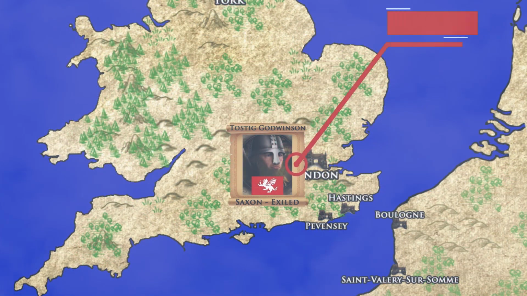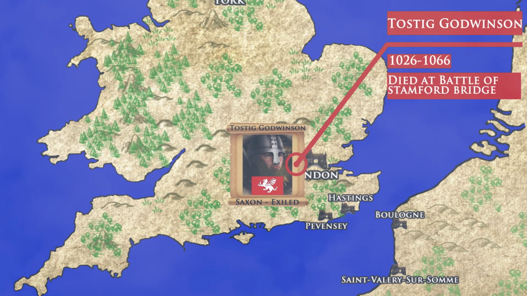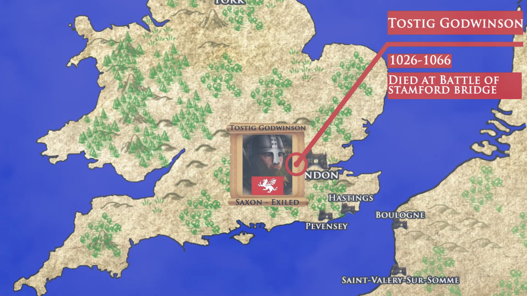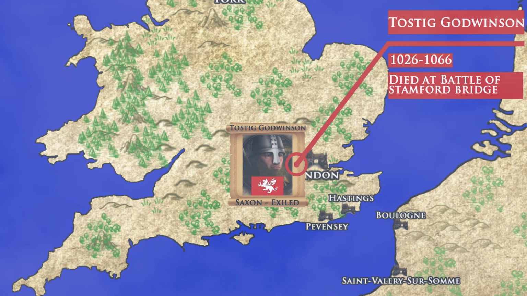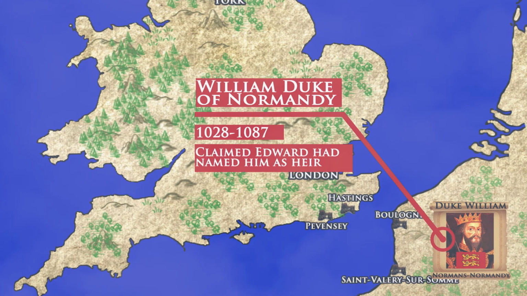Tostig Godwinson is next. He was related to the king, but exiled by him. Tostig would accompany King Harald Hardrada in his planned invasion of England, but both would die in the Battle of Stamford Bridge. Then we have William, the would-be conqueror. His claim on the English throne, a supposed promise from the dead king in life. William, a descendant of the Viking warlord Rollo, had adopted a French dialect, but was still every bit the Viking Rollo was.